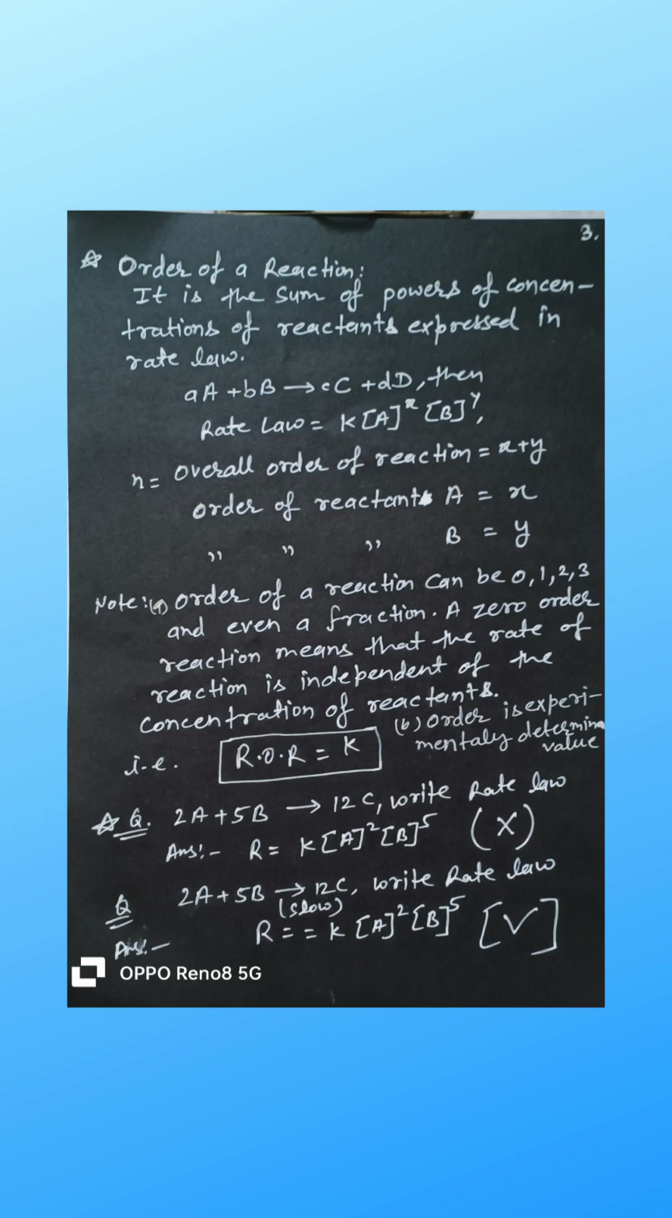Now understand zero-order reaction. If the order is 0, it means the rate of reaction does not depend on the concentration of reactants at all. In that case, the rate becomes equal to the rate constant only. In a zero-order reaction, the graph between concentration and time is a straight line. This shows that the rate is constant and independent of concentration. This is a very important one-mark concept in exams.